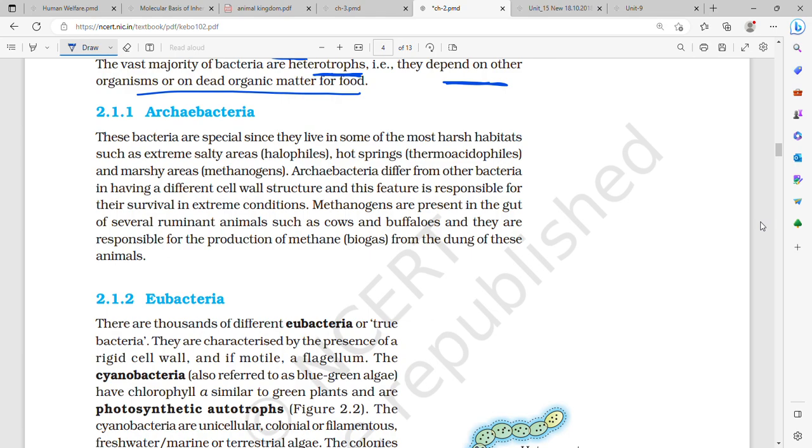Archaebacteria are special. Why? They live in some of the most harsh habitats, such as extreme salty areas, halophiles, or hot springs, thermoacidophiles, or marshy areas, methanogens. Archaebacteria differ from other bacteria in having a different cell wall structure, and this feature is responsible for their survival in extreme conditions. Why can archaebacteria survive in extreme conditions? Because they have a different cell wall composition.